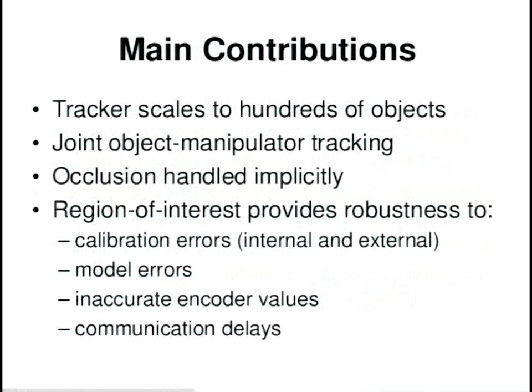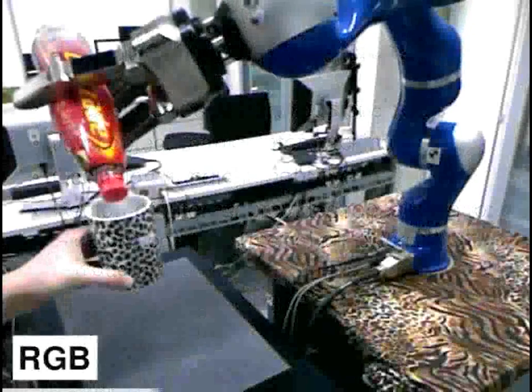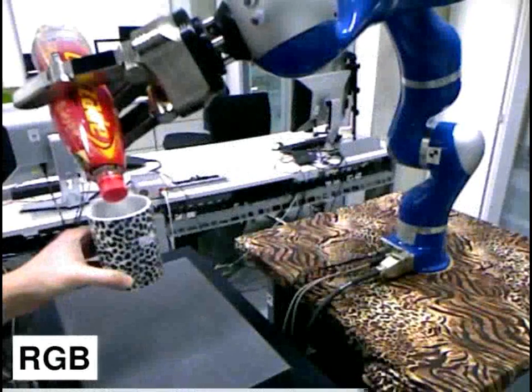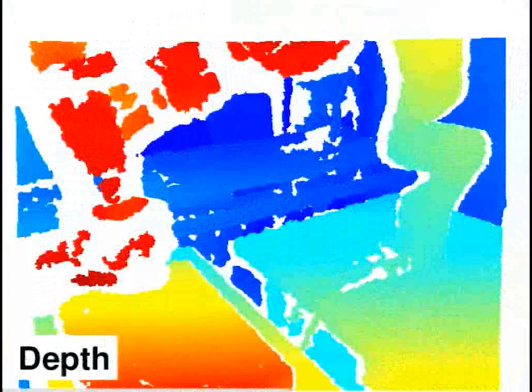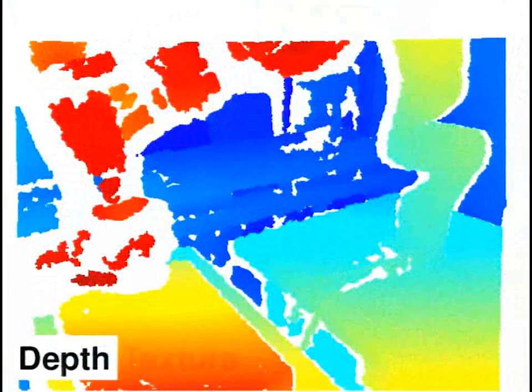We can track objects and manipulators jointly. And because we have a 3D scene representation, occlusions are also handled implicitly. We also have a special region of interest approach that allows us to deal with sloppy calibration. We use input from a Kinect, color data, and the depth signal. And we can render tracking hypotheses in great detail.